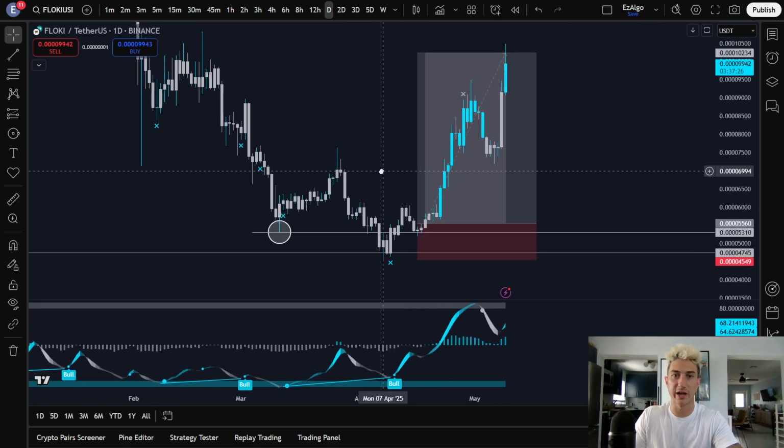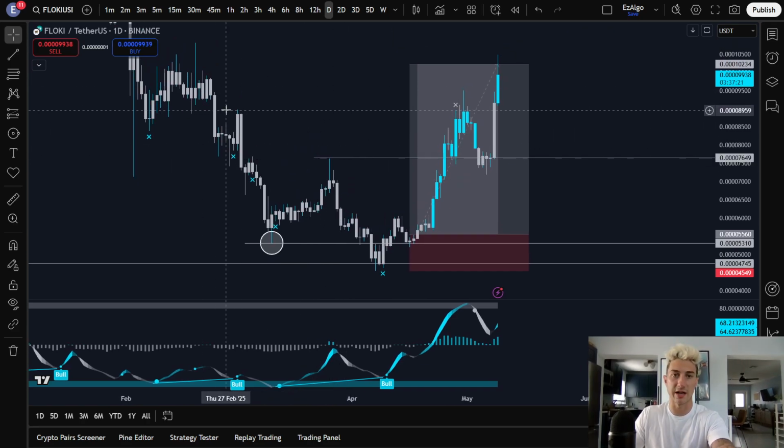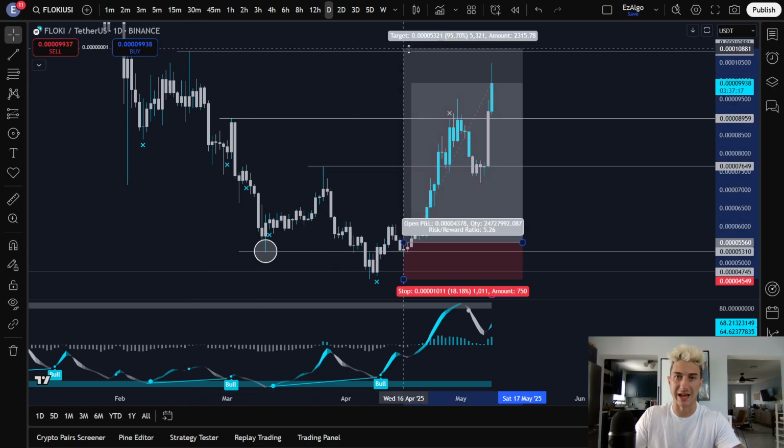So again, this was my trade entry, and these are my take profit levels, right? Simply targeting these structure highs. So TP1, TP2, and TP3 would be right here. So we are almost at TP3.